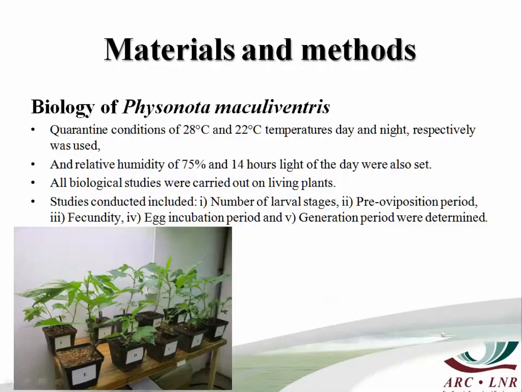Materials and methods. These are the materials that I used to study the biology of Physonota maculiventris. Temperatures of 28 degrees Celsius and 22 degrees Celsius, day and night respectively, were used, with 75% humidity and 14 hours of light per day. All the biological studies were carried out on living plants.